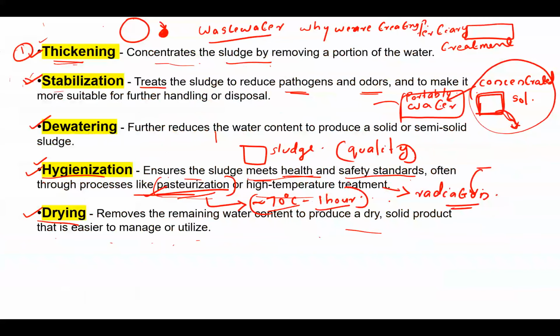So here we are starting with thickening of the sludge, then stabilization comes. The sludge that is produced may have pathogens and odors, and to make it suitable for further handling and disposal we have to reduce them. For that we go through the stabilization step. And then dewatering is simple: we are reducing the water content to produce a more solid or semi-solid sludge.